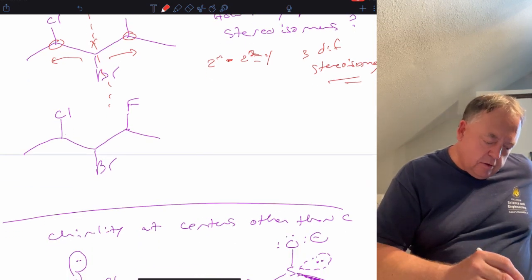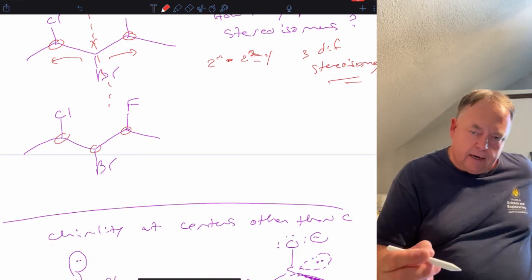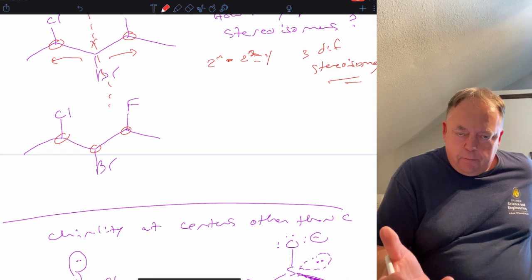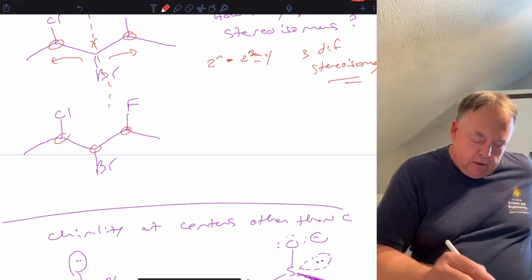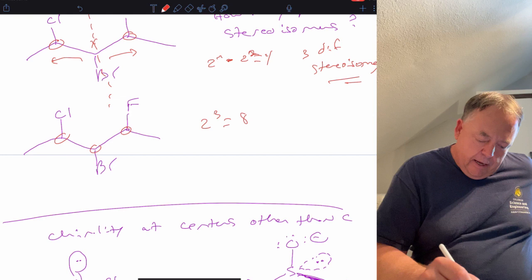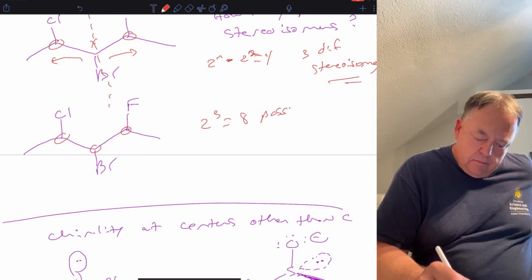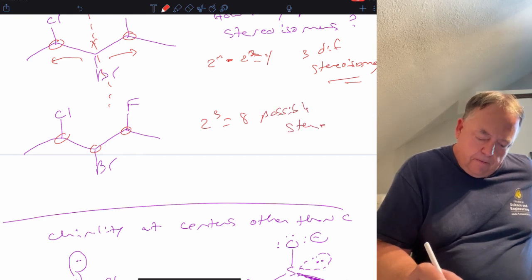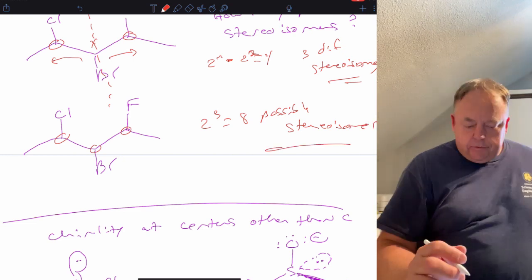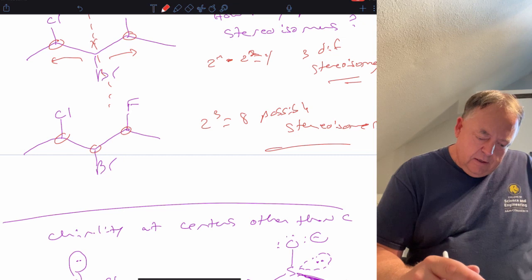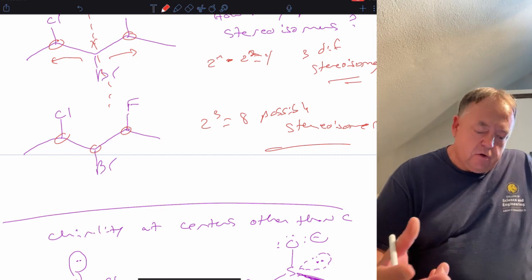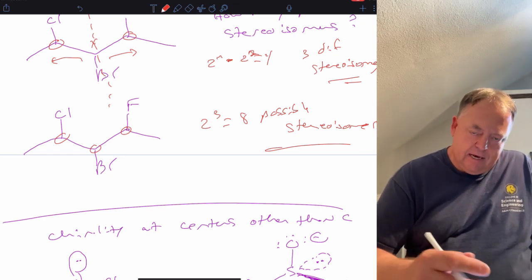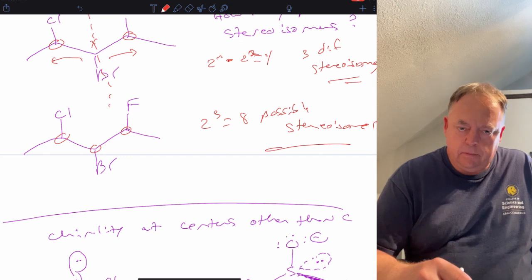Whereas this molecule, that's a chiral carbon, that's a chiral carbon, that's a chiral carbon, and there's no way to have a plane of symmetry in this molecule. So 2 to the 3 would be 8 possible stereoisomers for that molecule. So again, anytime you have a meso compound, you can take the formula 2 to the n and then subtract off 1, and that's the maximum number of stereoisomers.